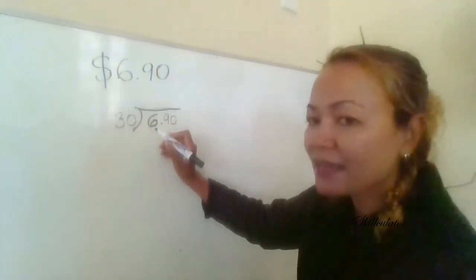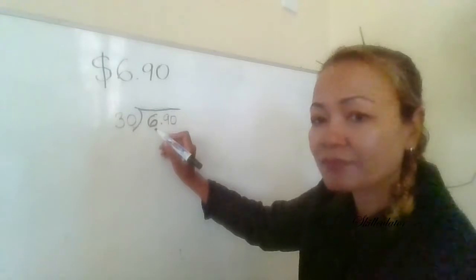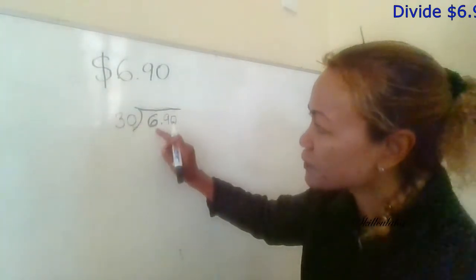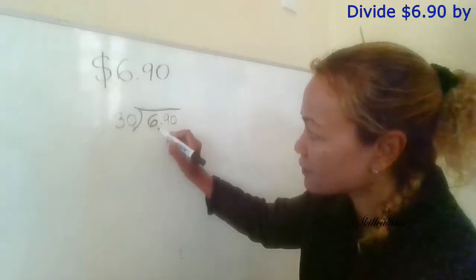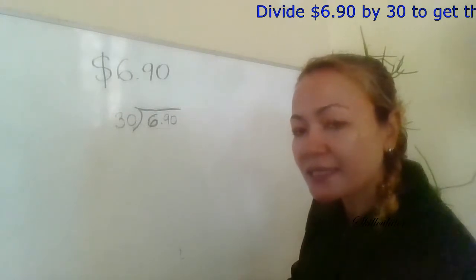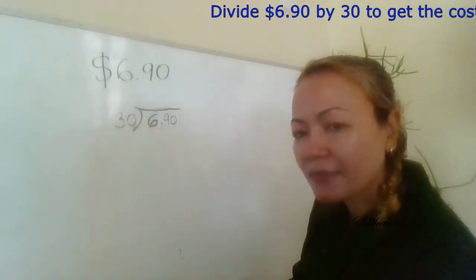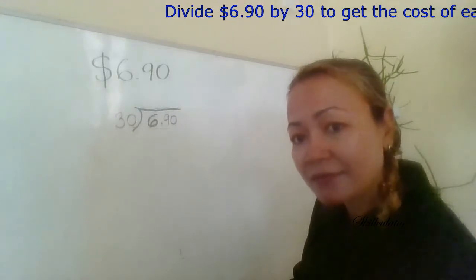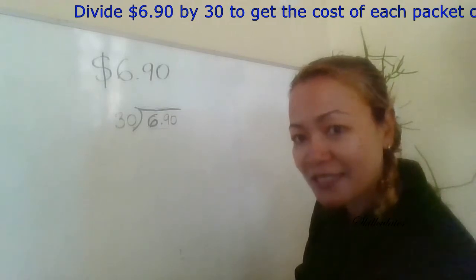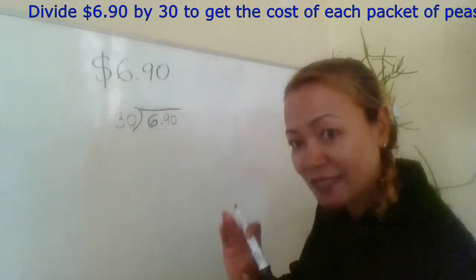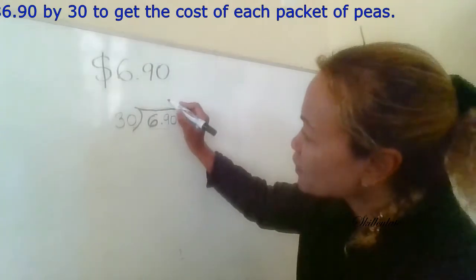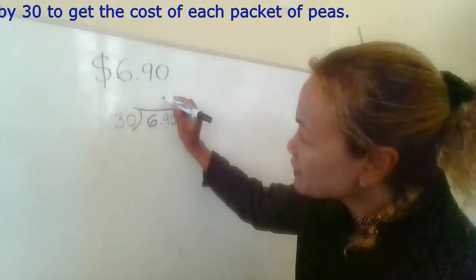30, can that go into 6? No, it can't, because 30 is a bigger number than 6. Can 30 go into 69 if we took these first two numbers? Yeah, 30 can go into 69. How many times? 30 can go one time, yes. 30 can go two times, right? Because 30 plus 30 is 60. So 60 can go into 69, yes, and there'll be 9 left over. Okay, so it can go 2 times.